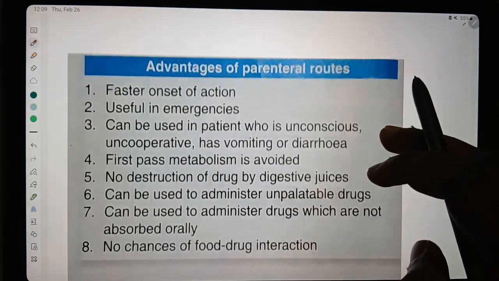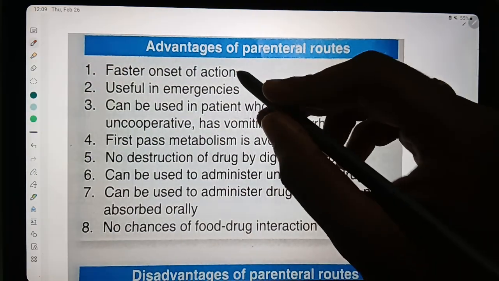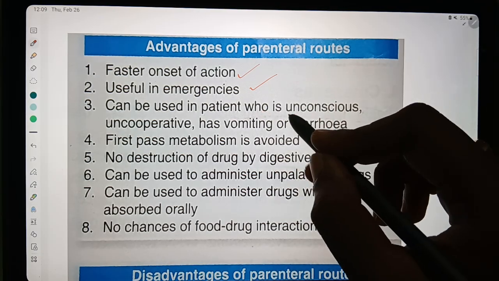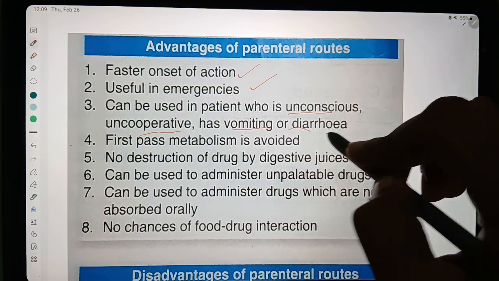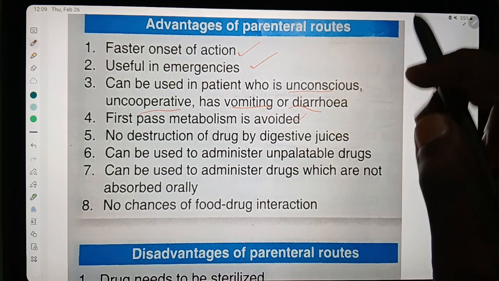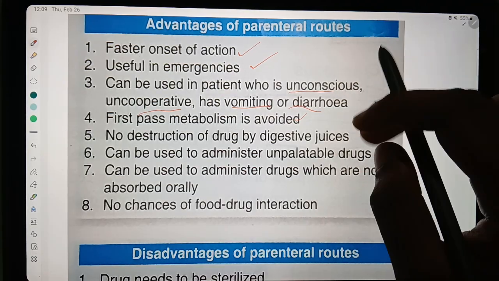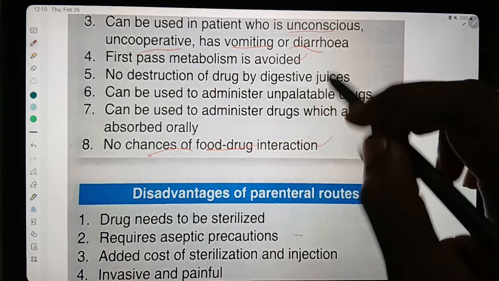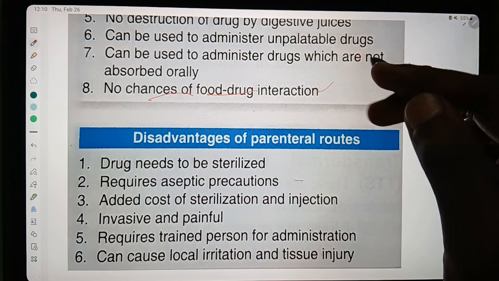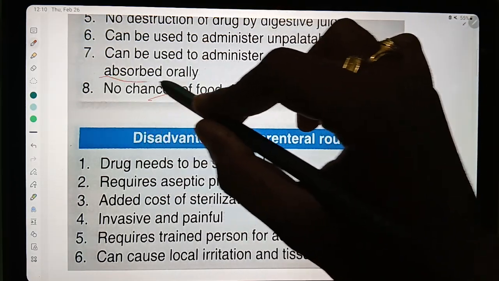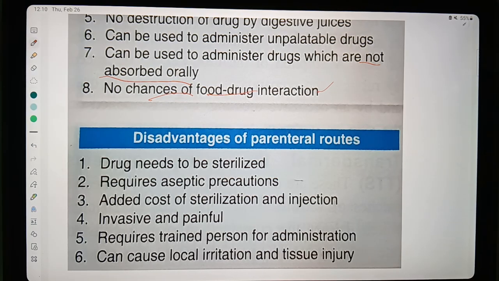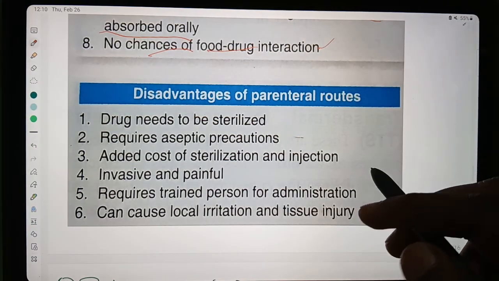And the advantages of parenteral routes: a fast onset of action, useful in emergencies. It can be useful in patients who are unconscious, uncooperative, or have vomiting or diarrhea. First pass metabolism is avoided, there is no destruction of the drug by digestive juices, and there is no chance of food-drug interactions. Drugs that are not orally absorbed can also be given by intramuscular injection.